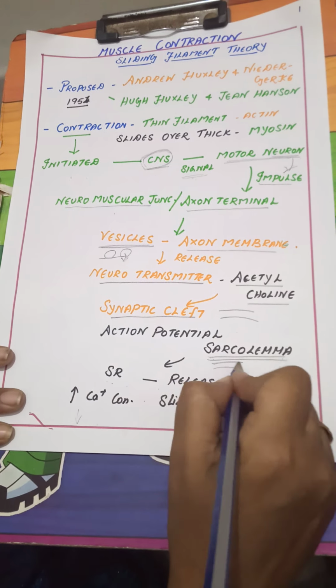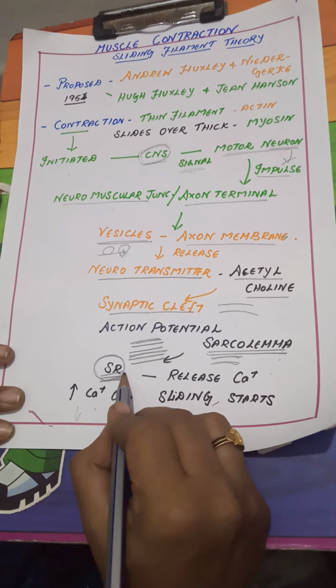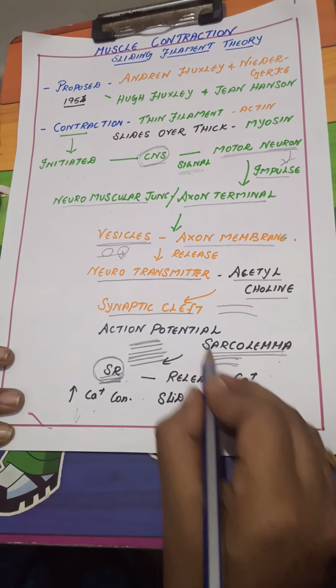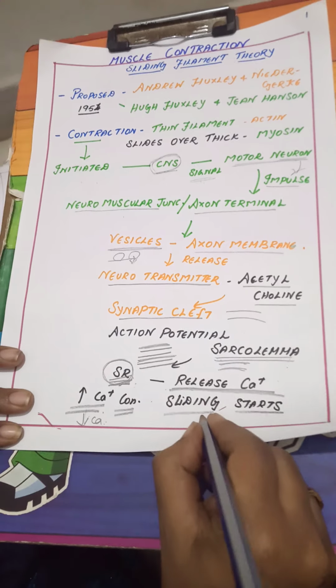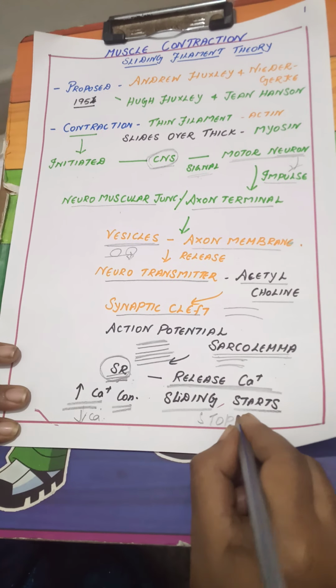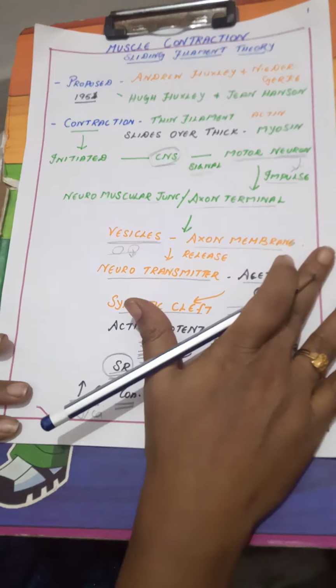Sarcoplasm means the protoplasmic content present inside the muscle fiber. The sarcoplasmic reticulum is a reservoir of calcium ion. So in response to the action potential, when the impulses reach this sarcoplasmic reticulum, calcium ion is released. With an increase in the calcium ion concentration, the sliding starts. When there is a decrease in the calcium ion concentration, sliding stops. Okay, the cross bridge breaks. This is how the contraction of the muscle fiber takes place.